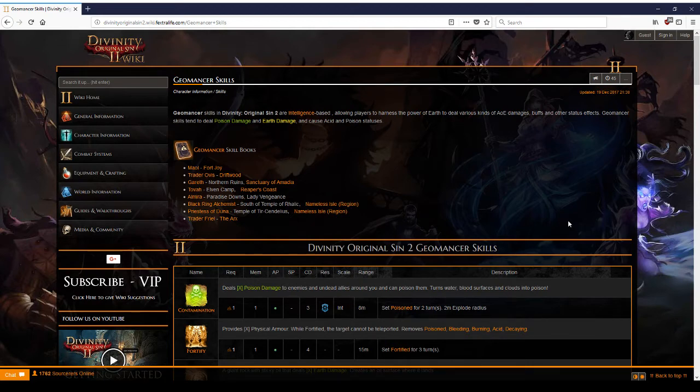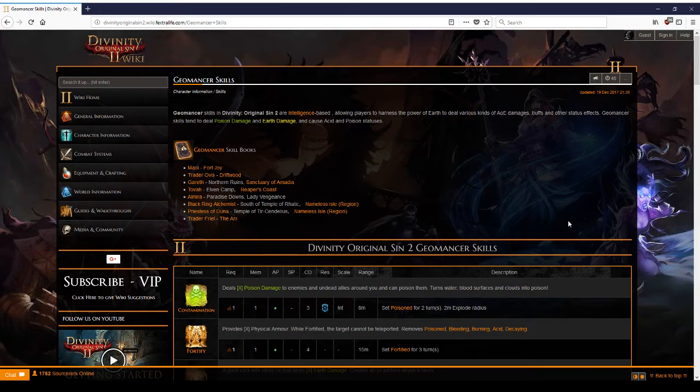Unless you want to play a focused Geomancer or Geomancer plus Pyromancer, I would recommend going with 2 points here. And I would recommend doing that on multiple characters. Geomancy, I need to mention, is very synergetic with Pyromancy. Most of the ground that you are oiling can afterwards be ignited.